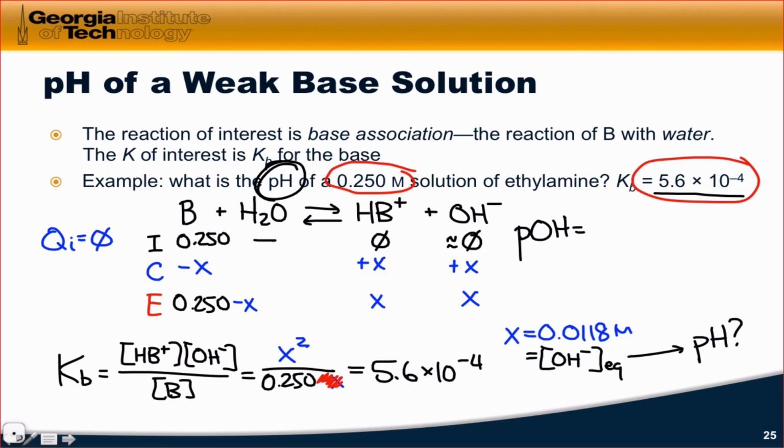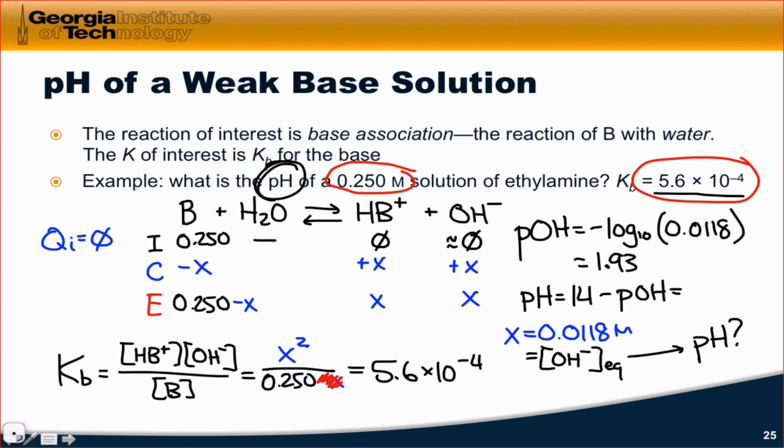So to do the pOH, we simply do the negative base 10 logarithm of that concentration of hydroxide at equilibrium, which is 0.0118. That comes out to be 1.93, and we can then calculate the pH just using 14 minus the pOH, which in this case is equal to 12.07. This is the equilibrium pH of this basic solution.